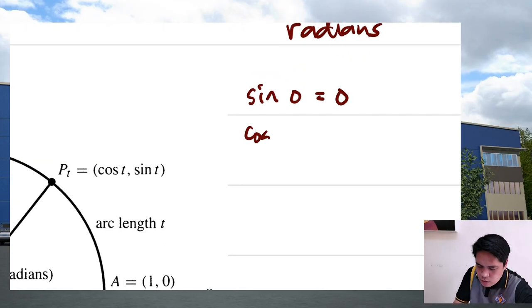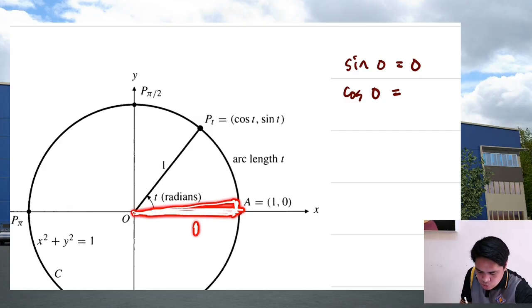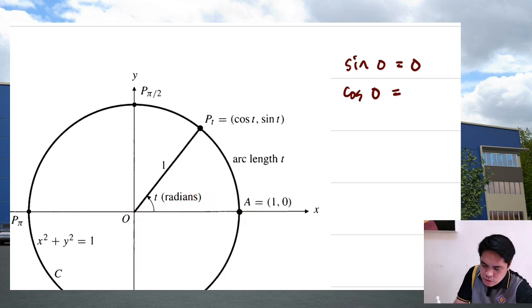Okay? And cosine 0, the same pa rin. Cosine is adjacent to this side. And this adjacent side is close to 1, right? Kung ang angle natin is close to 0 here, di na makita. So imagine that this is a very small angle, close to 0. Meaning this value is also close to 0, and this value is very close to 1. And the hypotenuse is 1. So cosine 0 is 1 over 1, so that is just equal to 1.